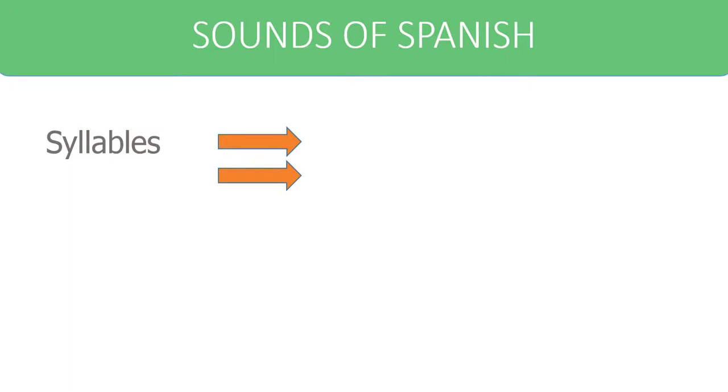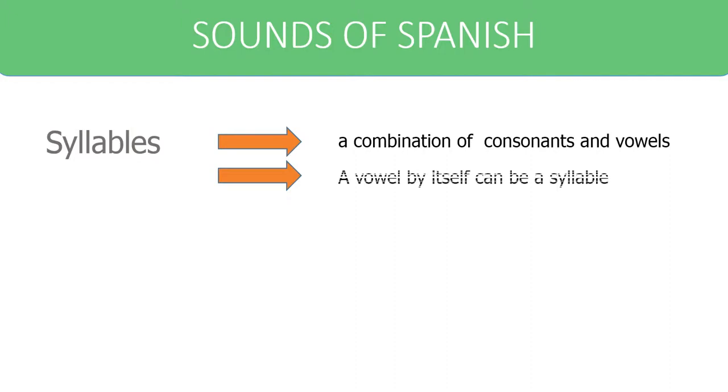Before we begin with the alphabet, I want you to know that Spanish is built around syllables. And a syllable is a combination of consonants and vowels. But a vowel by itself can be a syllable. So for example, the word tacos has two syllables, ta, cos. Ta forming one syllable and cos another syllable. Uno, which means one, has two syllables, u, no. Uno.